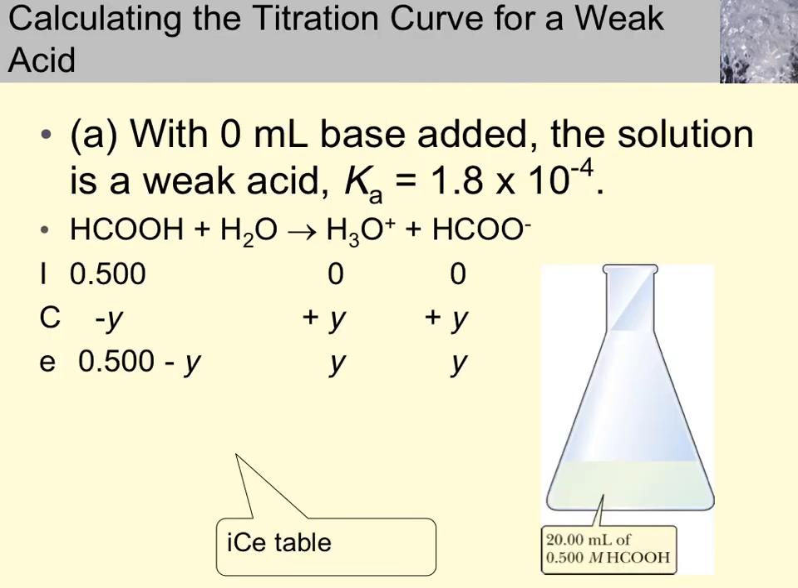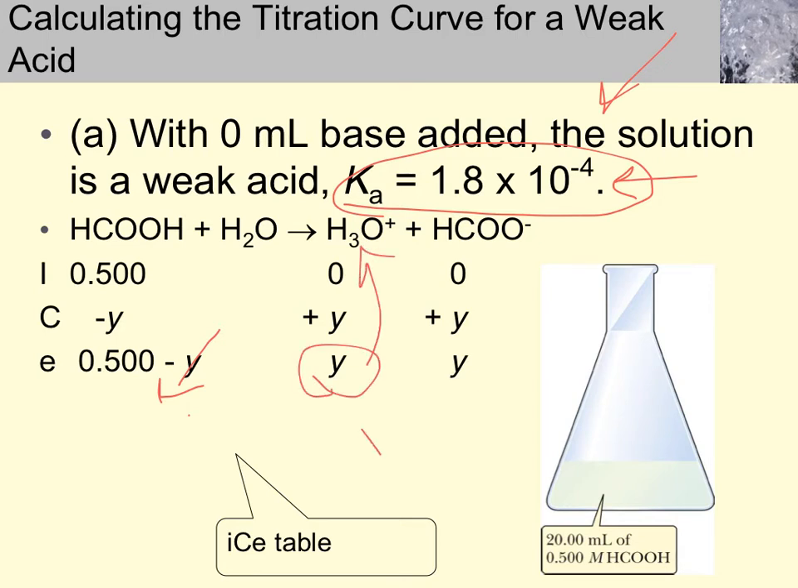Did your ice table for adding 0 milliliters of sodium hydroxide look like this? I hope so. Ka is just on the borderline of being negligible, but it's probably okay to neglect the X or Y here. Y equals, remember, concentration of hydronium. That's how you're going to get your pH.